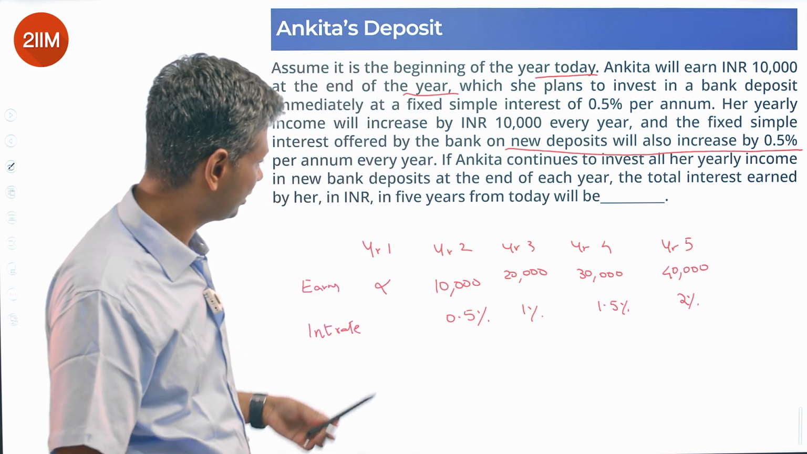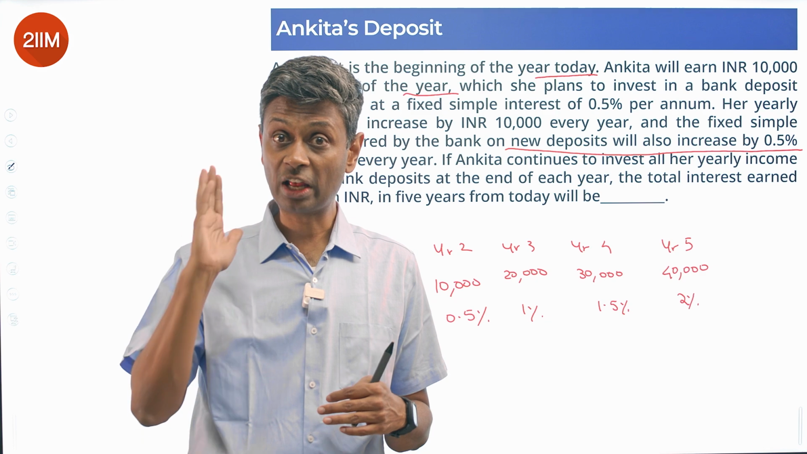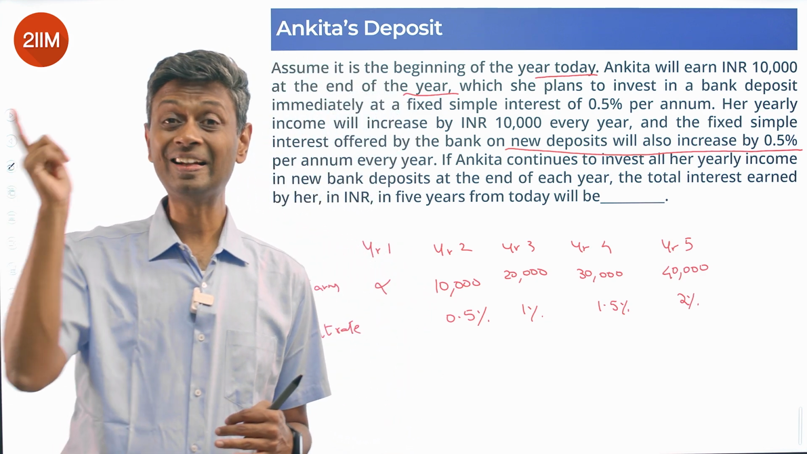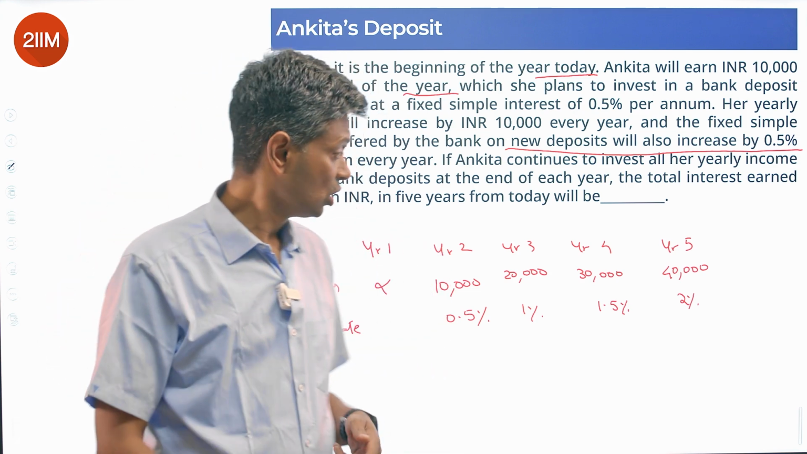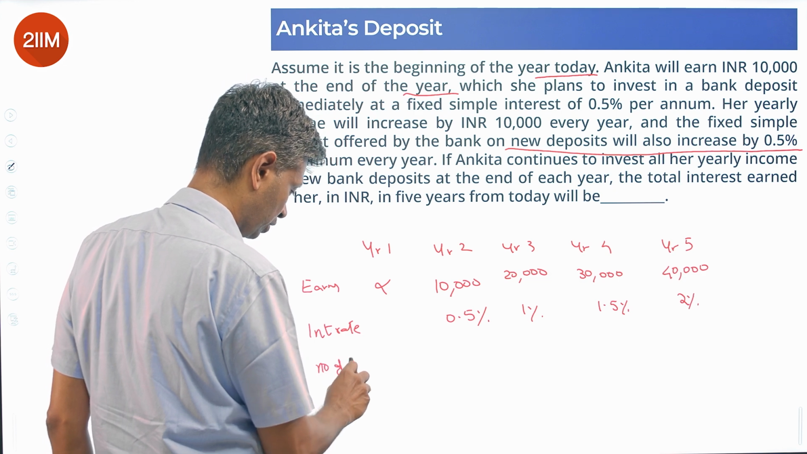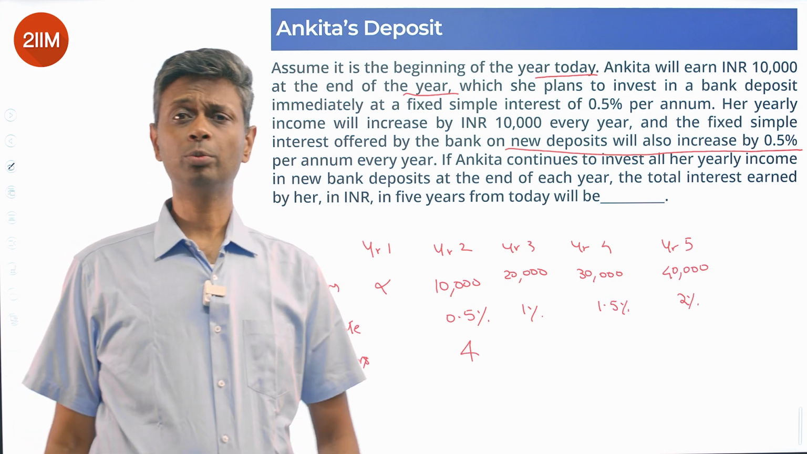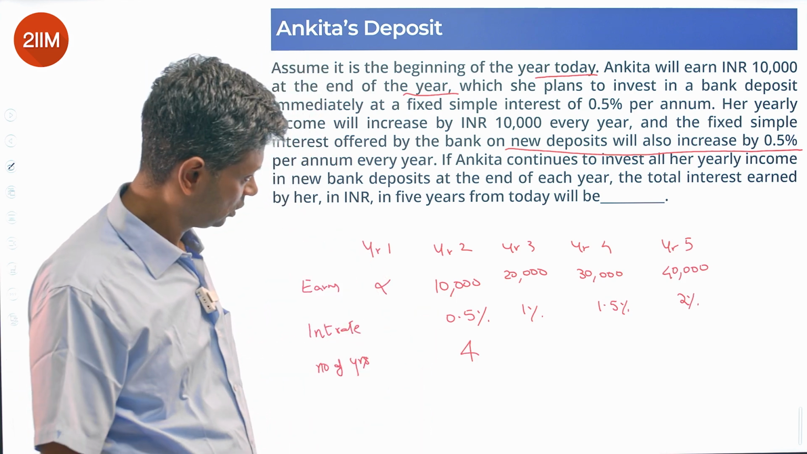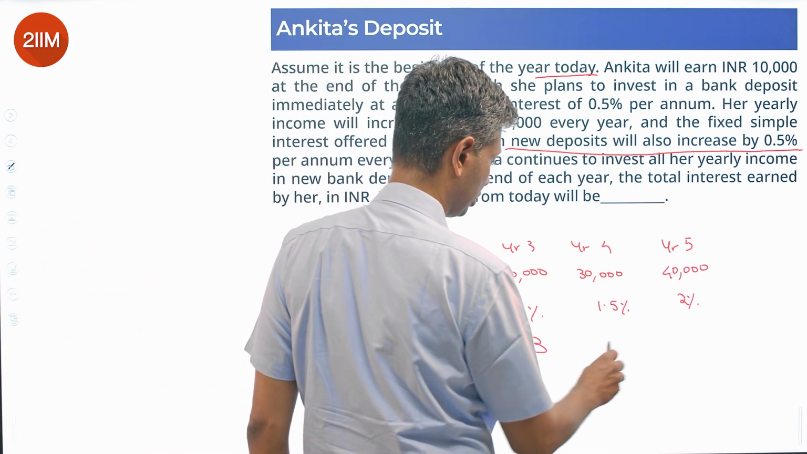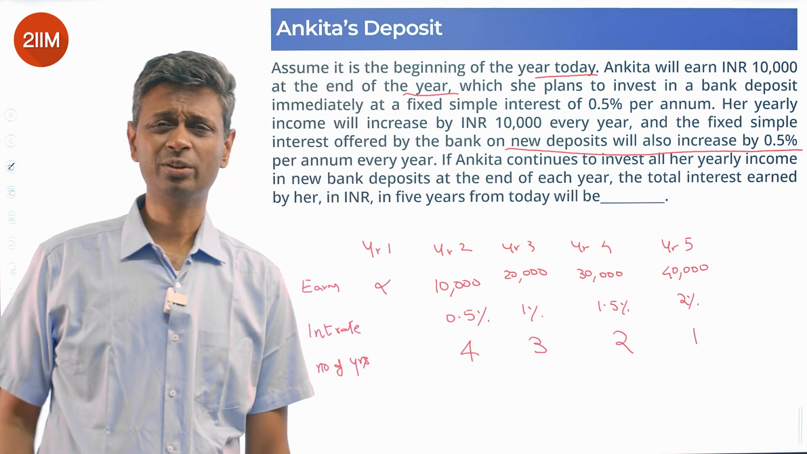That means this 10,000 that you put at the end of year 1 is at a 0.5% rate of interest on simple interest basis throughout. That rate of interest does not change. How many years will this be there? Number of years: this will be there for 4 years. Beginning of year 2, you put it, 2, 3, 4, 5. Beginning of year 3, this 20,000 is put. This will be there for 3 years. Be there for 2 years. This will be there for 1 year. Once you have got this framework done, this question is very easy.